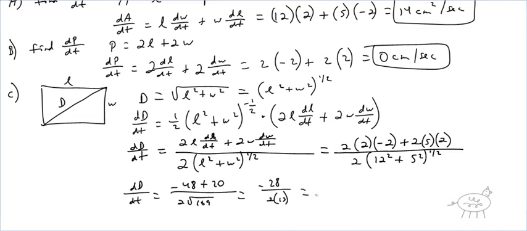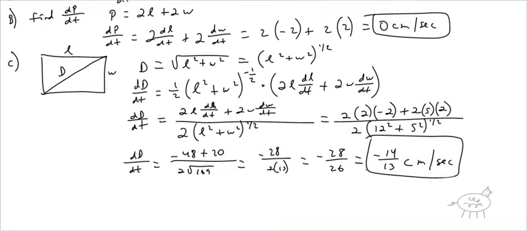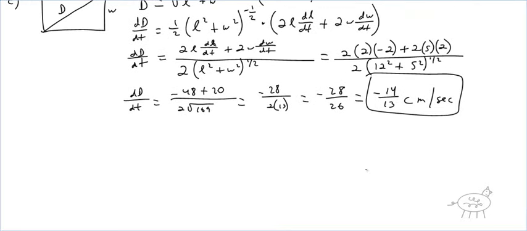Just showing a little bit of work here, which is negative 28 over 26, which finally reduces to negative 14/13 centimeters per second. So that's what the diagonal is changing. So the diagonal is decreasing as the values of L and W change. All right, and the last part of that question is part D, and it says, which of these quantities are decreasing and which are increasing?